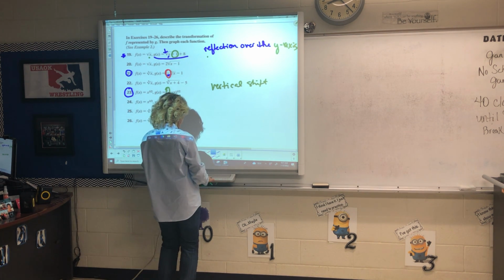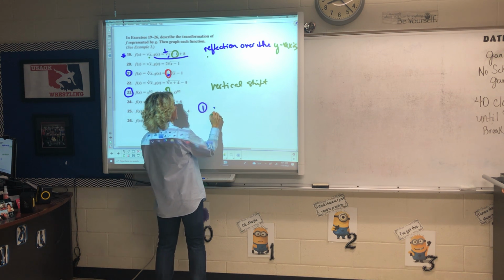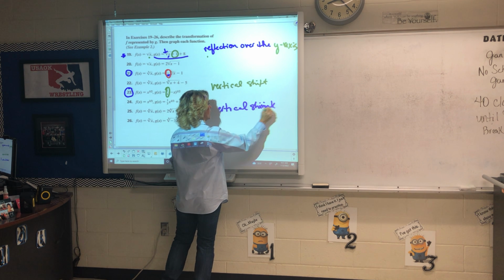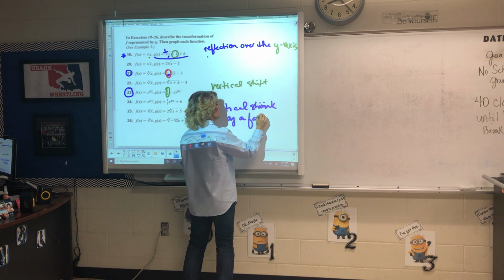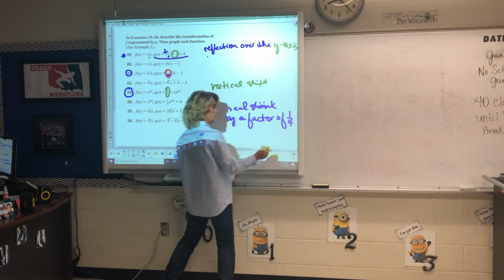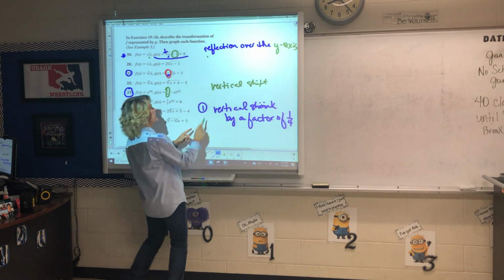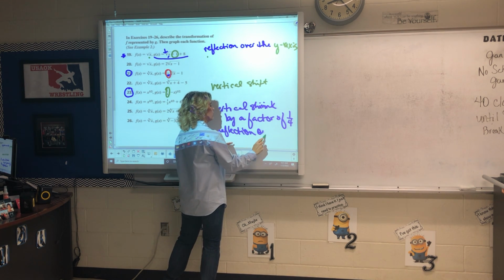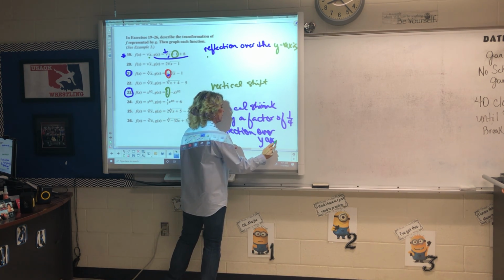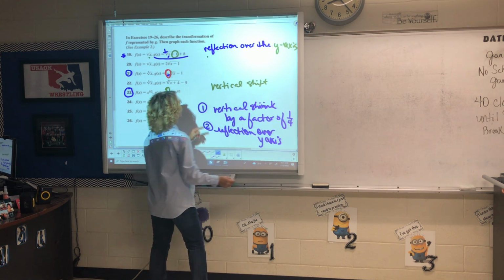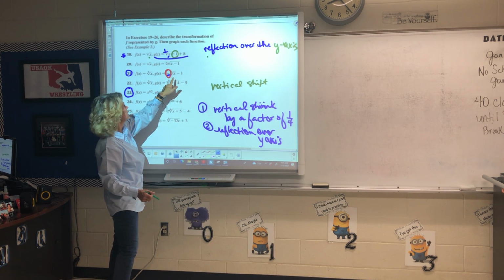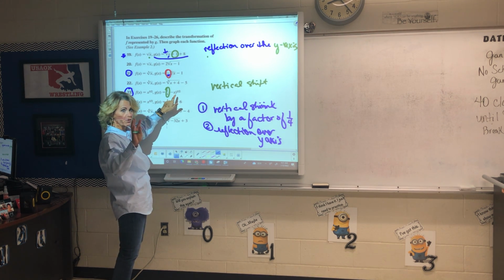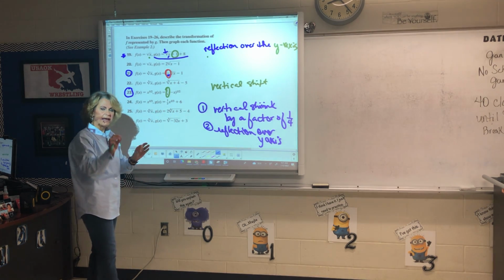Okay, so that would be our first thing. Our first thing is a vertical shrink, yes? By a factor of what? Of 1/4. That's what we see first as a 1/4. Then we see our reflection, yes? Over the y-axis. Is there anything grouped in there? No. Nothing's grouped. No horizontal shift. Yes. Do I have any vertical shift? So I'm good. Everybody with me?